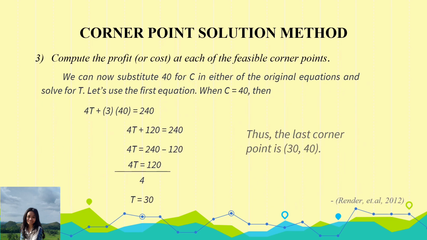Now that we already know the value of c, we can substitute the value in either of the original equations and solve for t. Let's use the first equation. When c equals 40, then 4t plus 3 times 40 equals 240. 4t plus 120 equals 240. Transfer 120 to the other side, giving 4t equals 240 minus 120. 4t equals 120, divided by 4, t equals 30. Thus, the last corner point is (30, 40).